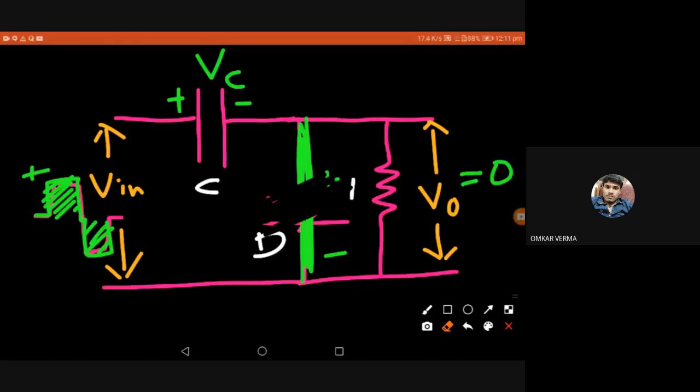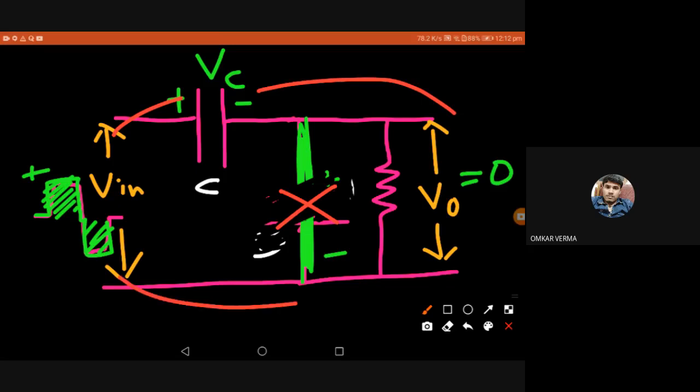So there is an open circuit diode. Okay, so what happens? You don't need to consider that part of the circuit, and now this circuit is considering V in, VC, and V output. Okay, so what is V out?